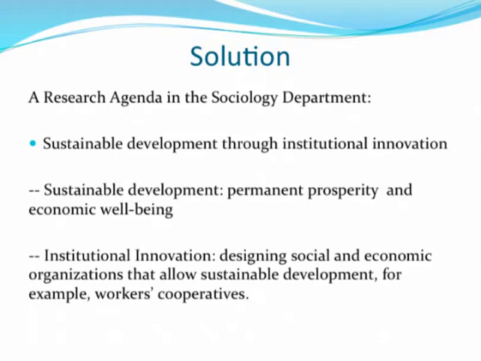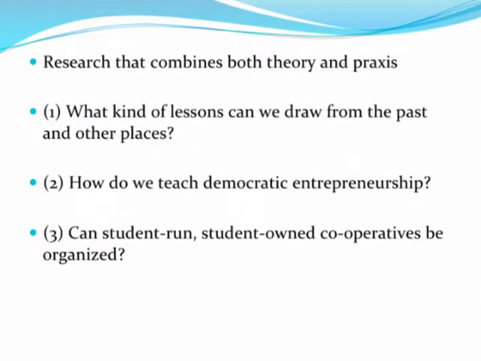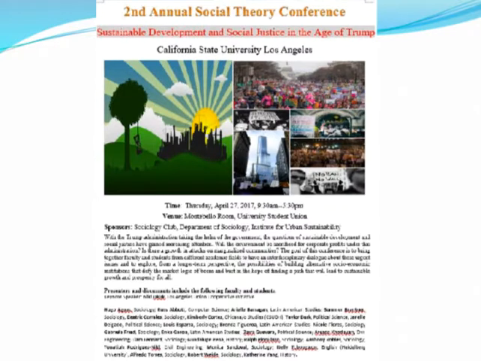So what's the solution here? Well, sustainable development through institutional innovation. Sustainable development means prosperity and economic well-being that are permanent. When the middle class appears at one time and disappears at another, that's not permanent. So one thing we can do is think of a new kind of economic organization, and this goes back to what Molly and some of you were talking about earlier, worker-owned cooperatives. We're doing research in the sociology department, combining theory and praxis. And we organized a conference last month that addresses this topic. It's called Sustainable Development and Social Justice in the Age of Trump.